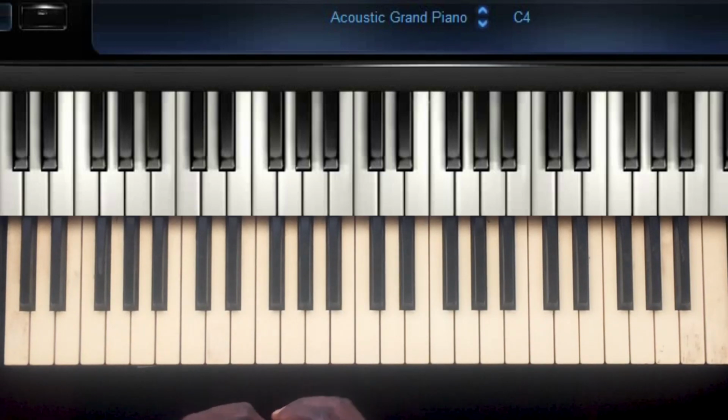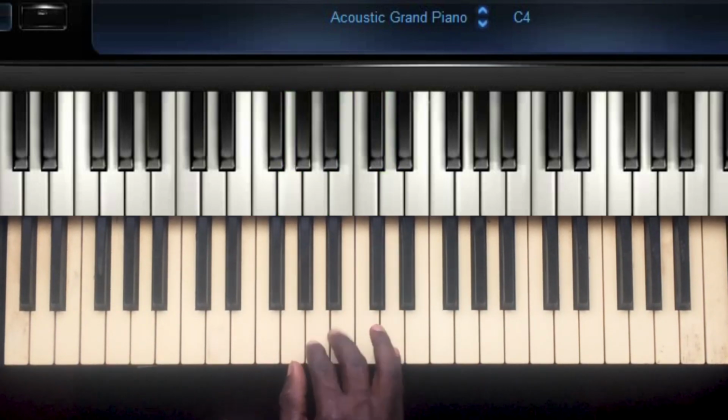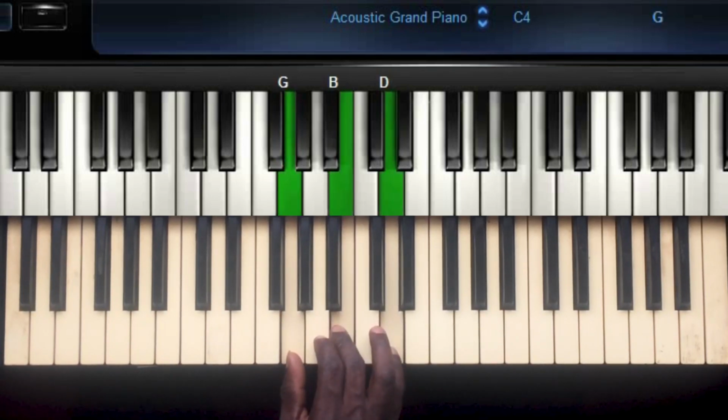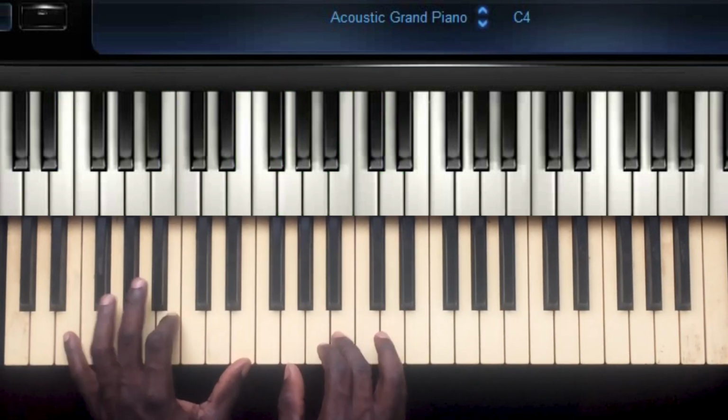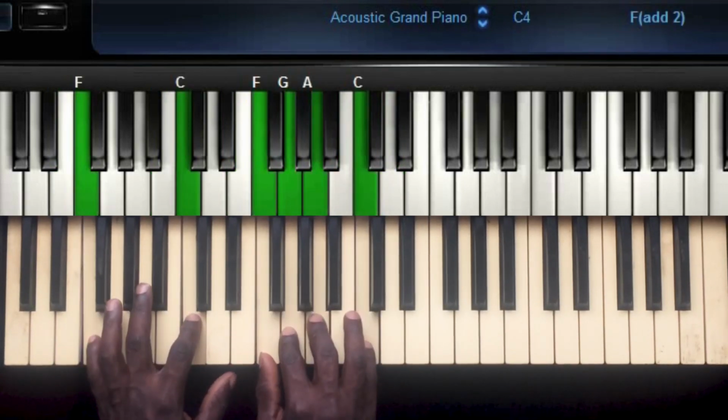But at the end of the day, if you want to understand it, in any key that you're playing in, when you play your 5th chord and then you add the 3 to it, you get the chord I'm talking about, and then you move to chord 4.